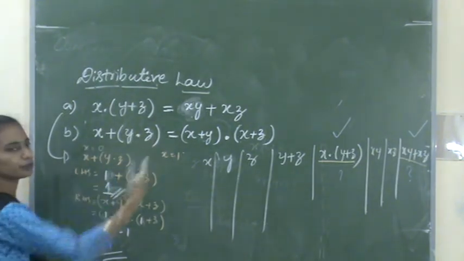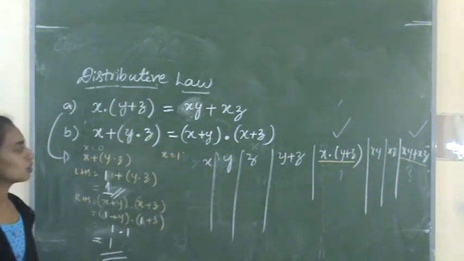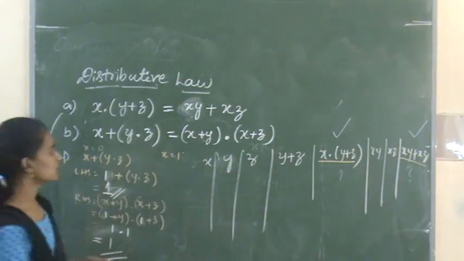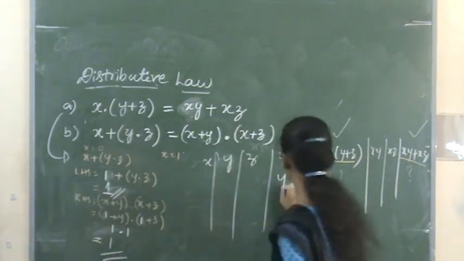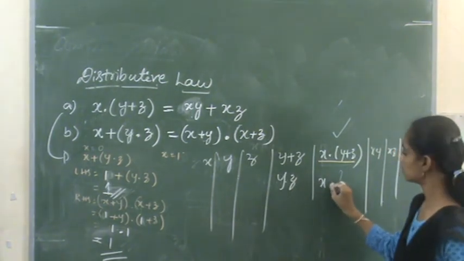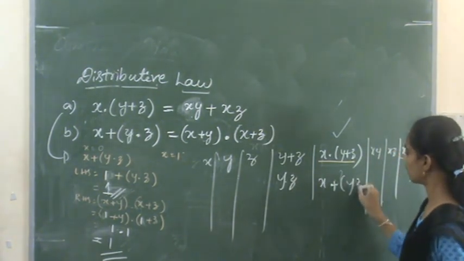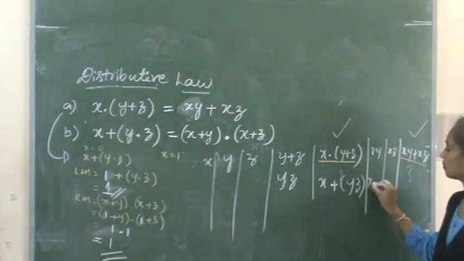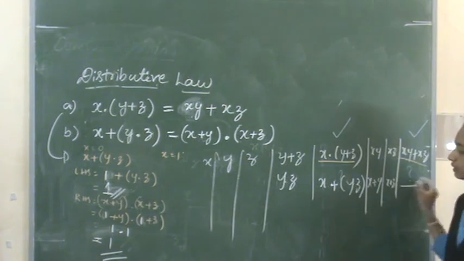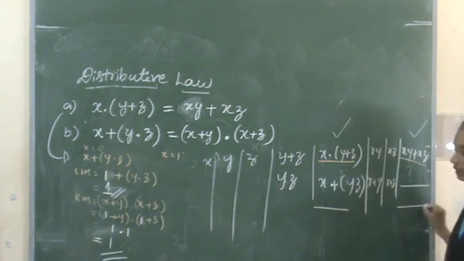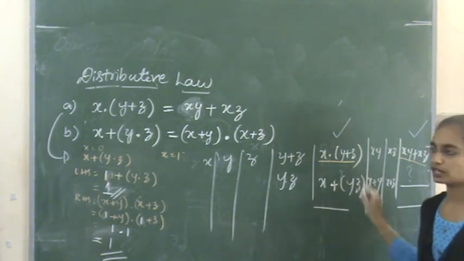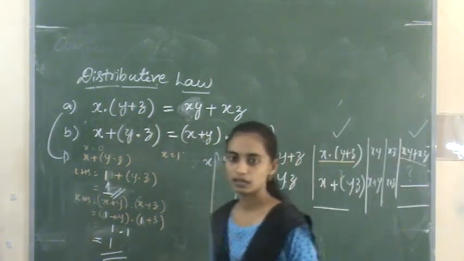This will be proved with the help of truth table also. So the same truth table is applicable. So first do this, that is y into z. And then perform x plus yz. After that perform x plus y, then x plus z and then the result. Compare this with the last column. So we get the same result. So we can prove this.